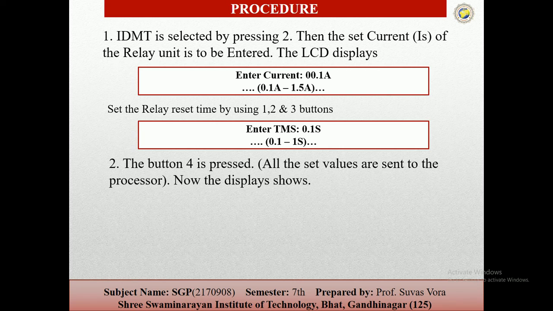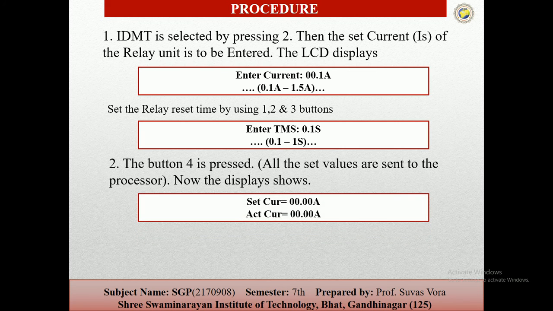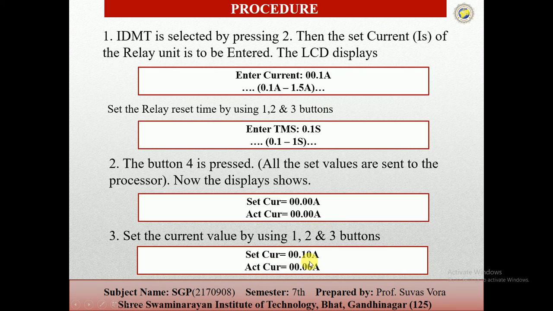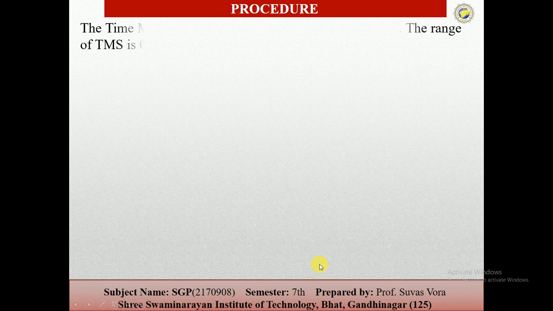Now the second step is button 4, by which all the set values are sent to the processor. Now the display shows the set current is 00 and actual current is 00. Now set the current values by using 1, 2 and 3. Here we have seen how to set the values with the buttons. So the set current is 10 and actual current is now 0.